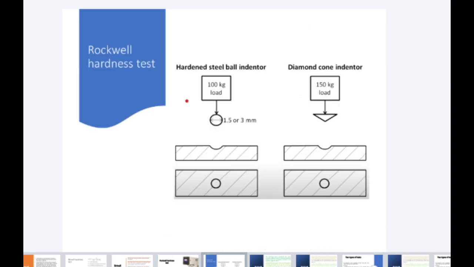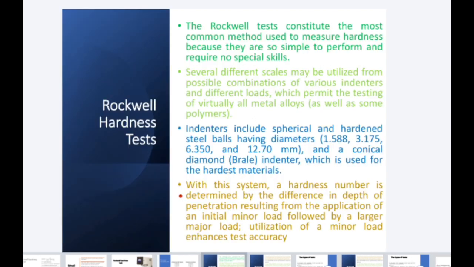Here you see for the Rockwell we use the hardened steel ball indenter, which will be the ball indenter, and we can also use the diamond cone indenter. It will be of this shape. So for this one we use the load up to 100 kg, and for this one we use the load up to 150 kg. This load I found in some other slide I have put. Some people say this load is okay, and some are saying there is a different load value. But I think I have put that thing in one slide. I will show it to you. So these two types of indenter are used.